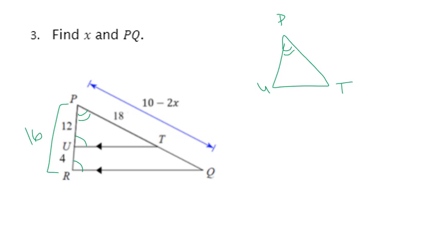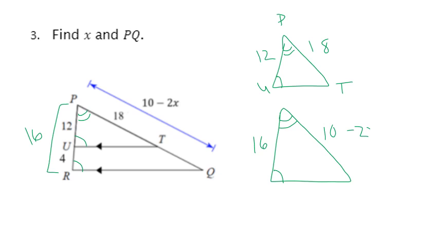So the small triangle has a 12 and an 18. The bigger triangle, and again, same thing marked, is going to be a 16 and a 10 minus 2x. And then we're just going to match everything up. So you see the 12 pairs with the 16. The 18 pairs with the 10 minus 2x. And then we're just going to cross multiply.